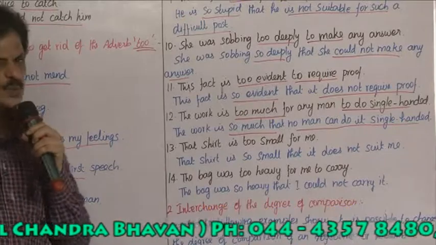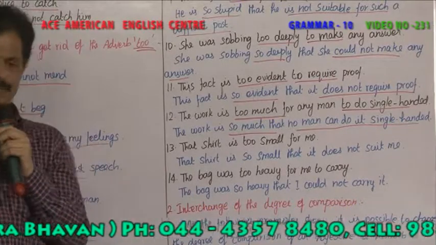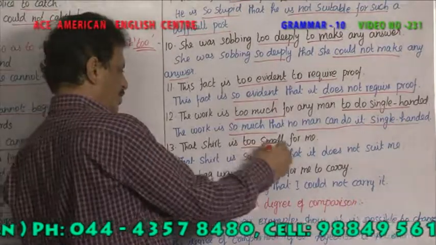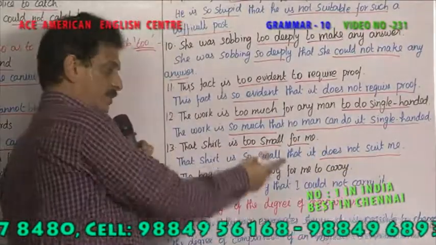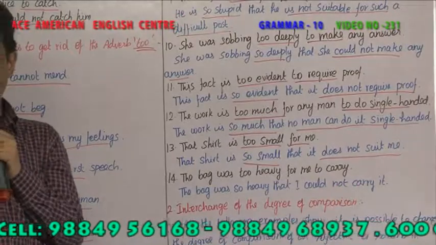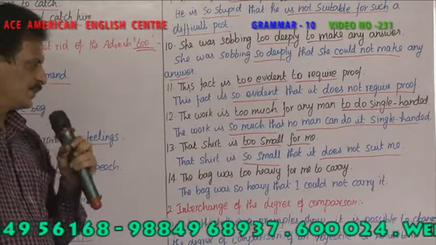That shirt is too small for me, very tight for me, too small. So that shirt is so small that it doesn't suit me. Both meanings should be the same, but you are getting rid of too by using so, right?